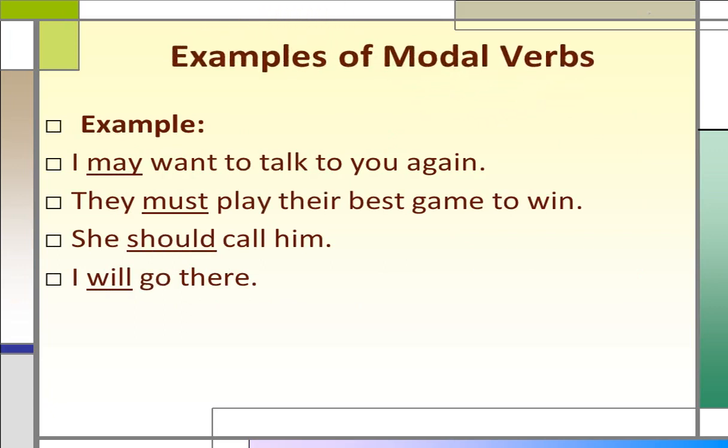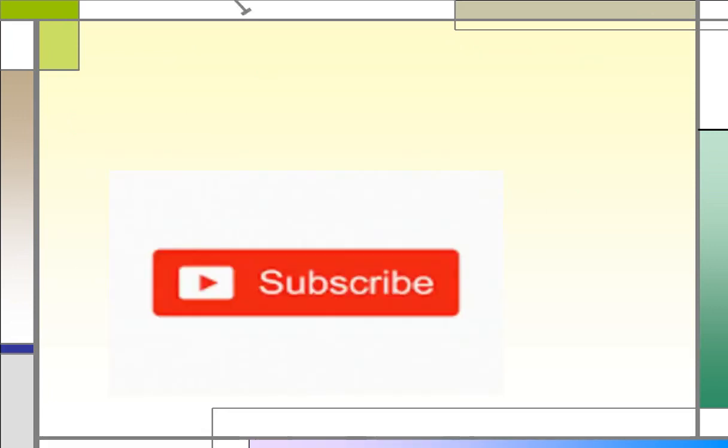Examples of modal verbs. I may want to talk to you again. In this sentence, may is a modal verb. They must play their best game to win. In this sentence, must is a modal verb. She should call him. In this sentence, should is a modal verb. I will go there. In this sentence, will is a modal verb.